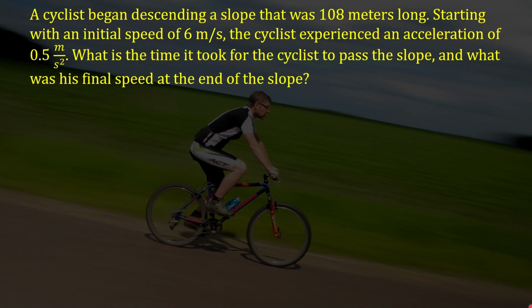Hello, can you solve this interesting problem? A cyclist began descending a slope that was 108 meters long. Starting with an initial speed of 6 meters per second, the cyclist experienced an acceleration of 0.5 meters per second squared. What is the time it took for the cyclist to pass the slope, and what was the final speed at the end of the slope?